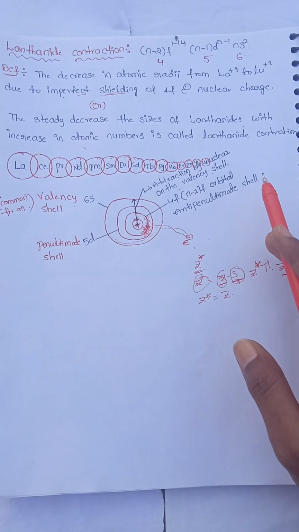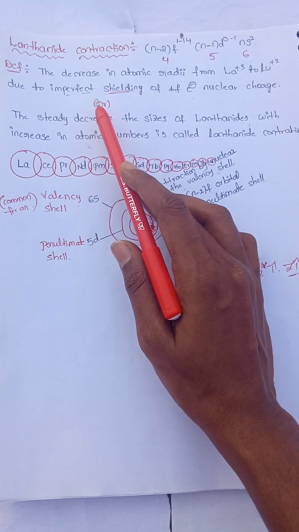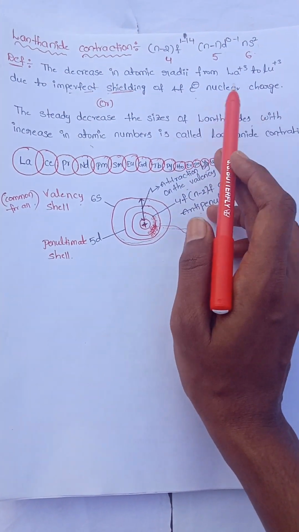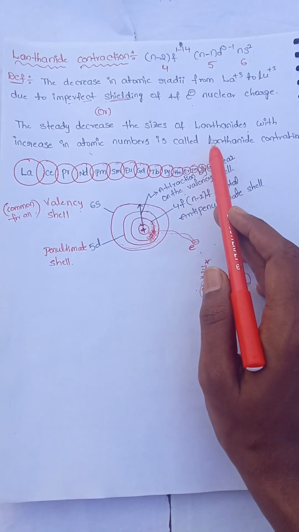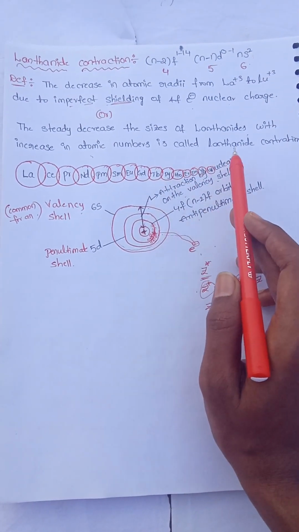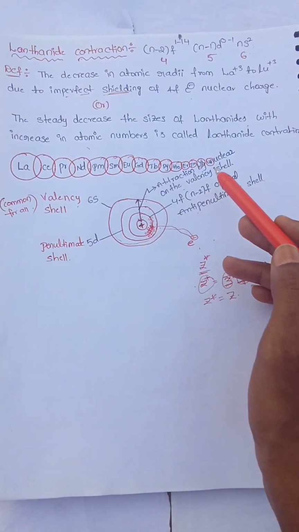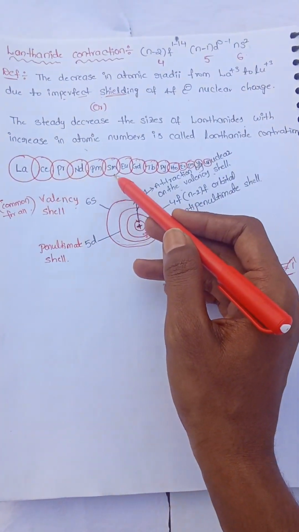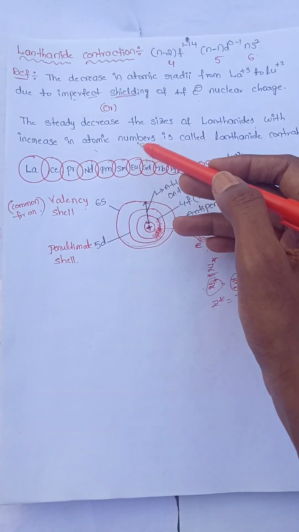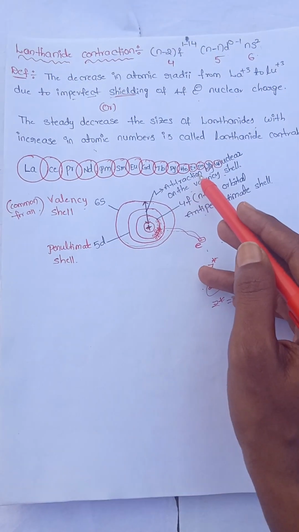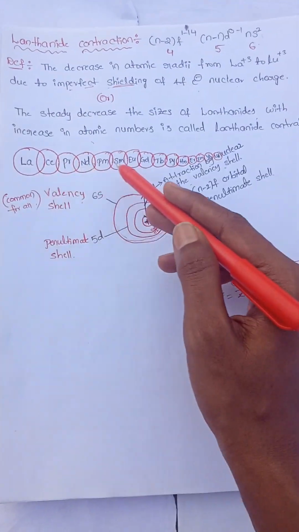Okay, for the definition: the decrease in atomic radius from lanthanum to lutetium due to imperfect shielding of 4f electrons on nuclear charge. Another definition is the steady decrease in the size of lanthanides with increase in atomic number, which is called lanthanide contraction. So here from lanthanum to lutetium, when atomic number increases, the size decreases. This is the definition.